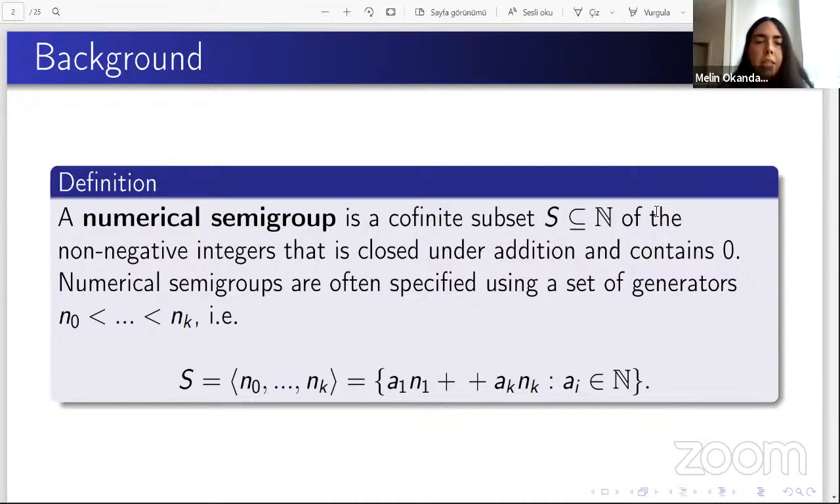We say that S is generated by N0, N1, all the way up to Nk if S is the collection of the elements A1 times N1 plus A2 times N2, and so on all the way up to Ak times Nk, where each Ai runs over the natural numbers. You may have noticed that this is not any linear combination. The coefficients must be positive or zero. There is no allowance for negative coefficients here. So we are only taking positive linear combinations of those generators and we are getting a numerical semigroup.